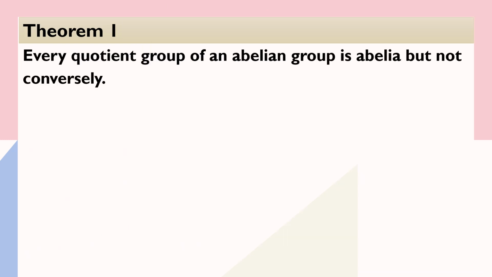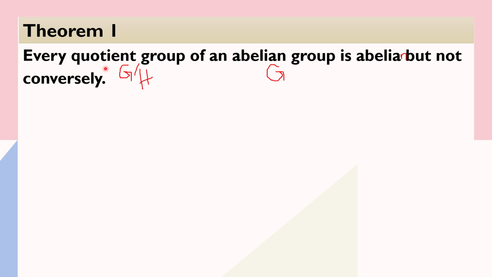Alright, now let's move on to the 2 theorems related to quotient groups. First one, these are very easy theorems. Every quotient group of an abelian group is abelian, but not conversely. What is it saying? Every quotient group, let's say the quotient group is G over H, of an abelian group, so the group is abelian, means it's commutative, that is AB is equal to BA. Alright, but not conversely. So let's see how do we prove that.